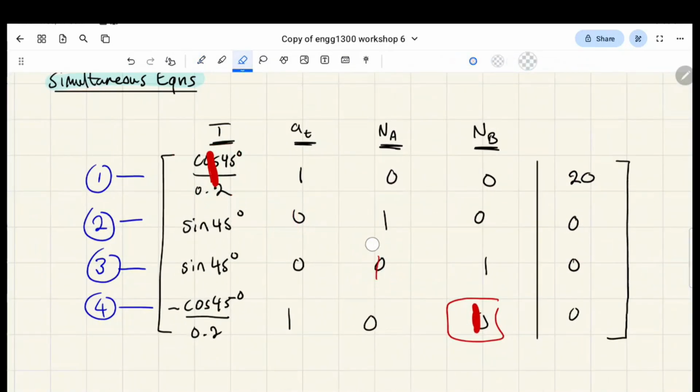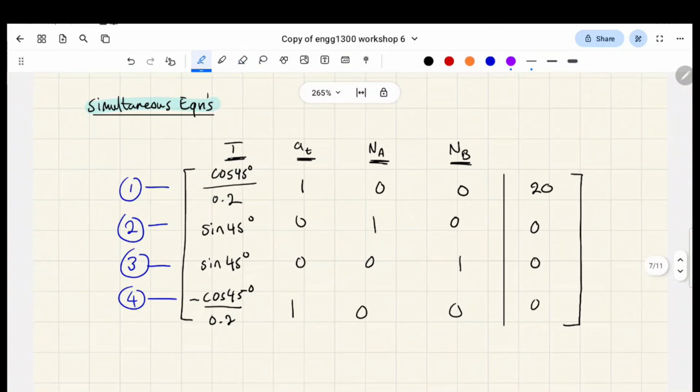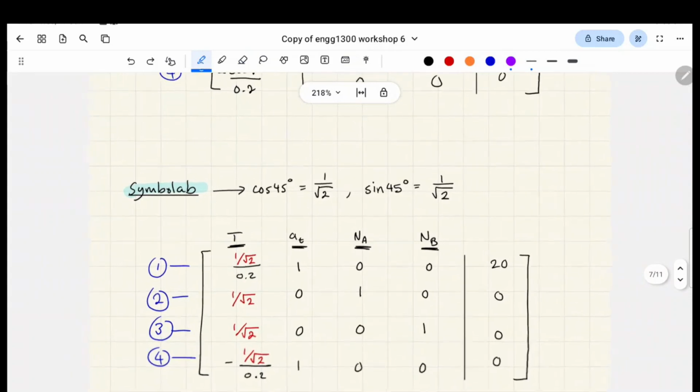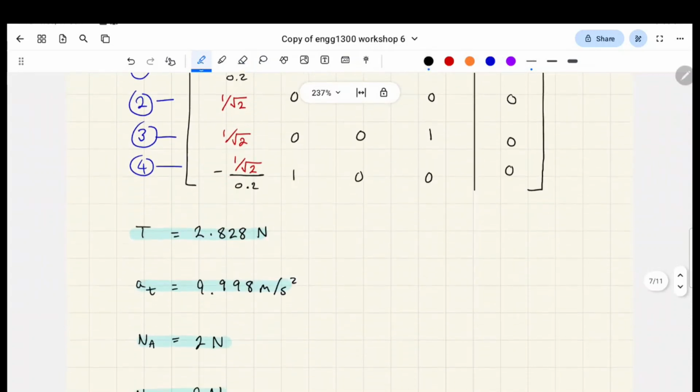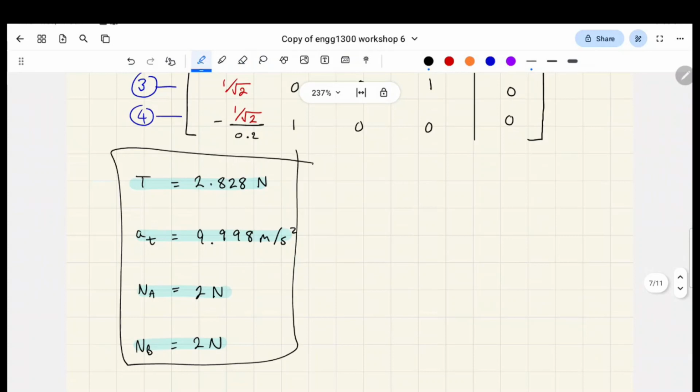Oh, actually, one thing I noticed as I was putting it through SimulLab: the matrix calculator doesn't really like cos 45. So you want to put it in surd form rather than the cosine form. So actually, that's what I've done here. I've just replaced the cosine 45 and sine 45 with the surd form. And then it works. Then we get these. That gives us the answer for everything.